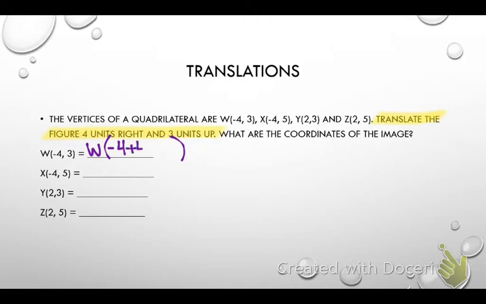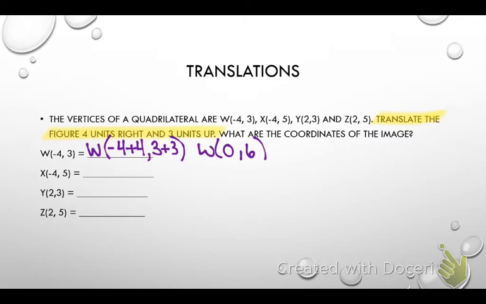Okay, do you guys agree? If I'm going to the right, I'm adding. All right, are you guys paying attention? If I'm going to the right, I'm adding, and then however many numbers it is. Okay, how would I do 3 units up? What would I do to Y? I would add 3. So negative 4 plus 4 is 0, 6.